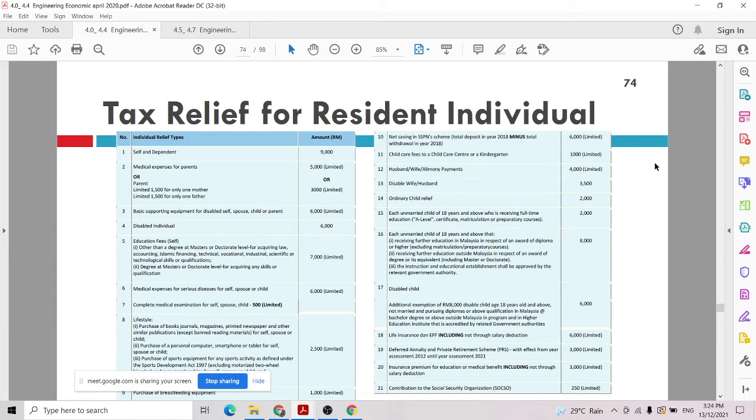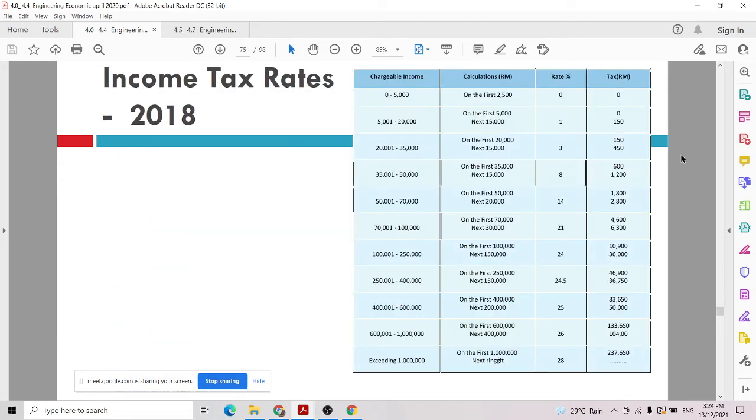So how much is the tax in Malaysia? This is the income tax rate. For example, you have 50,000 minus the total tax relief, and the taxable income is about 35,000. For 35,000, your rate will be 8%. It is something like this. So the first 35,000, this is the 35,000.